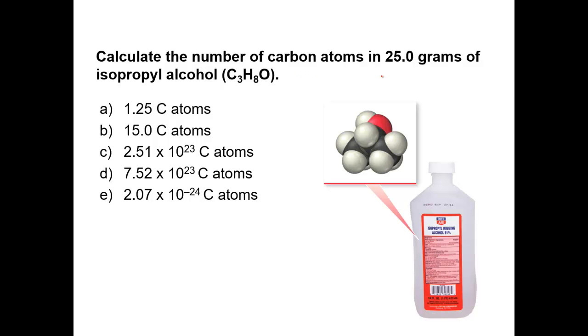So you know you're going to have something approaching a mole. So this is not enough atoms. We need something around Avogadro's number. This is a little less than a mole. This is a little more than a mole. And this is a negative exponent. It doesn't make any sense, right?